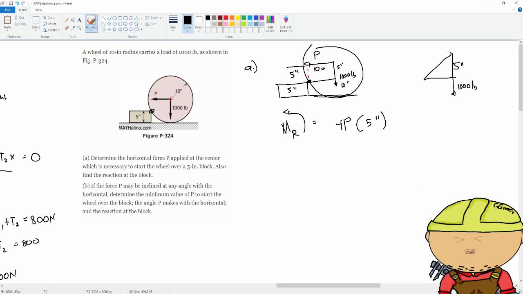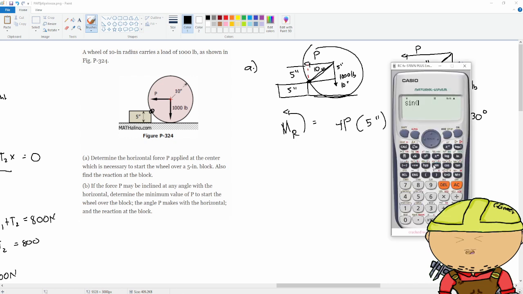Alright, this is P, right? Also, this hypotenuse is 10 inch, because that's the radius of the circle. And this is 5 inch, meaning this is 30 degrees. So, minus 1,000 pound. The distance is 10 cosine 30 degrees, right? Cosine 30 is half. Let's try it again.